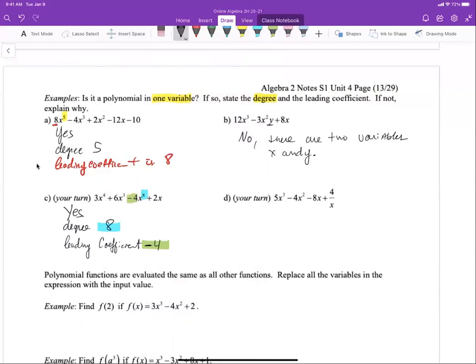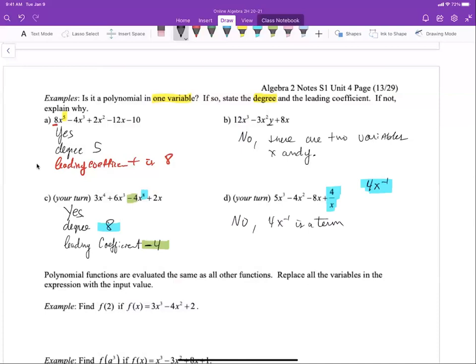Welcome back. Is this polynomial in one variable? Well, it is in one variable. All I have are x's. However, this is not by definition a polynomial. And the answer is no, because this term right here is the same as 4 times x to the -1. So you can say no, 4 times x to the -1 is a term.